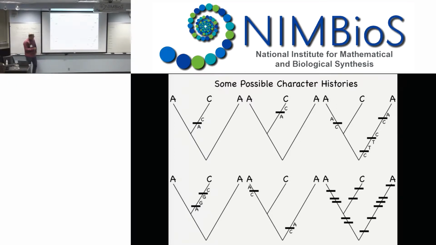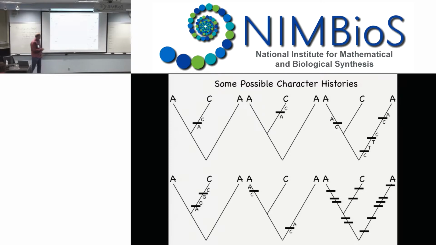True? And here's another one that involves 2 changes, another one involves 2 changes. But the point is that we could play this game forever, coming up with different sequences of events, different character histories that would be consistent with the observations A, C, and A. There's an infinite number of them, right? There are character histories that involve 100,000 changes along the tree, but that eventually lead to an A, C, and A at the tips of the tree.